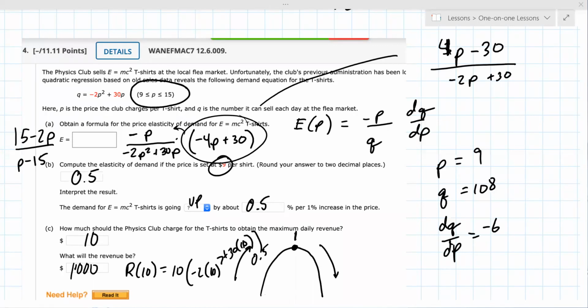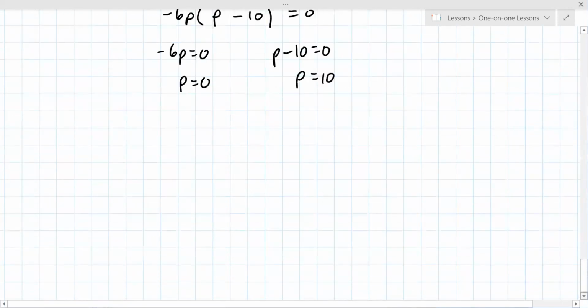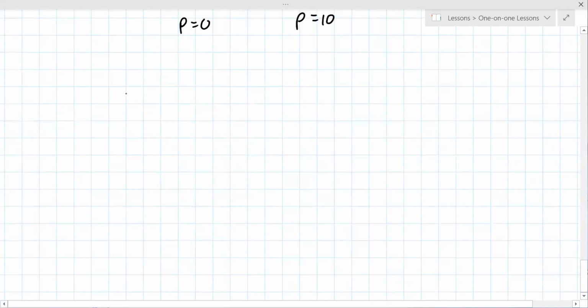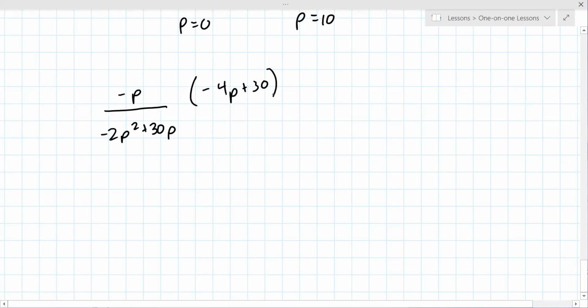Yeah, that's right. Okay, so it does need a simplified version. All right, let's go look at how you simplify it. I can do that down here. We have minus p over minus 2p squared plus 30p times the derivative, which is minus 4p plus 30 up here.